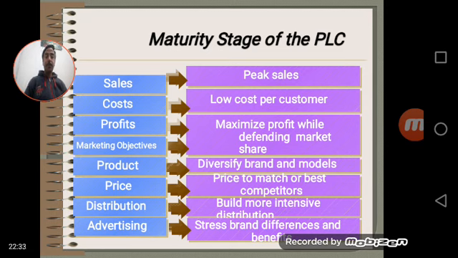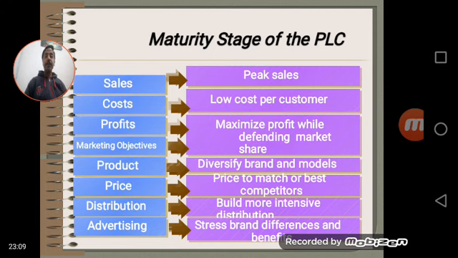So for product, in this maturity stage, now they will try different other types of product, or they want to make a product mix as well as a product line. Clear? In this product stage. So price, the pricing policy will be price to match the best competitor. Now in the maturity stage, your company has been doing business for 10 years, 20 years, 30 years. Obviously there will be a competitor, so you want to set the price that the competitor is charging. Okay, the same price policy will be there.